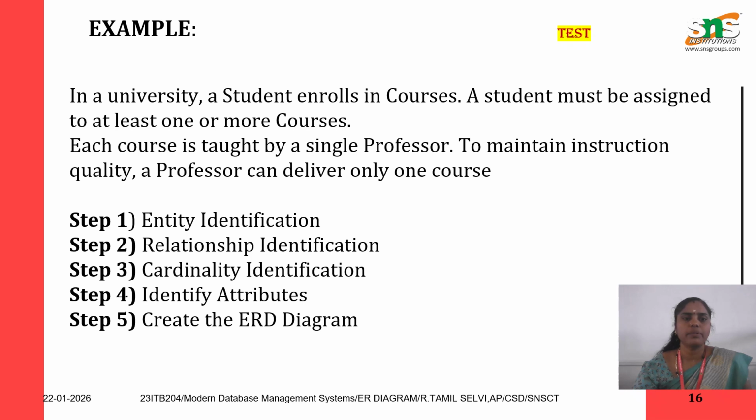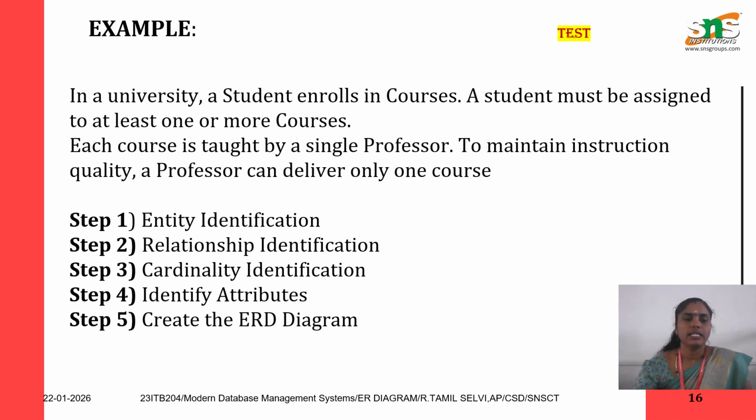Consider this example. In a university, a student enrolls in a course. A student must be assigned to at least one or more courses. Each course is taught by a single professor, and to maintain instruction quality, a professor can deliver only one course. So consider this example. You have to create an ER diagram.